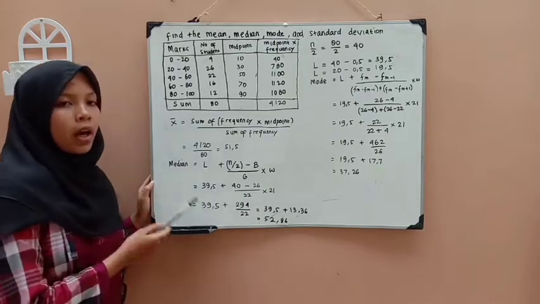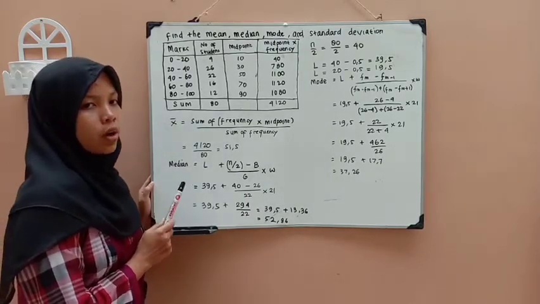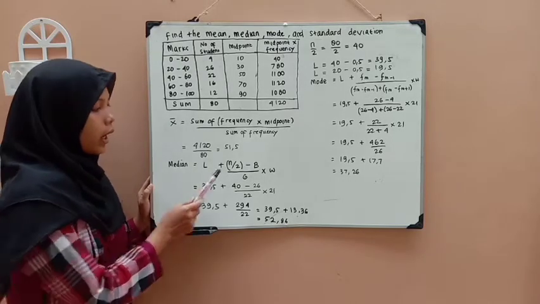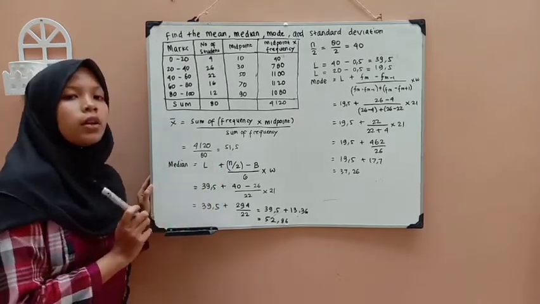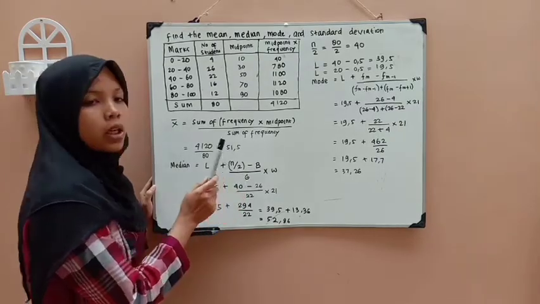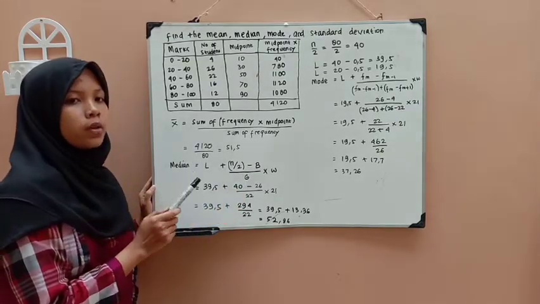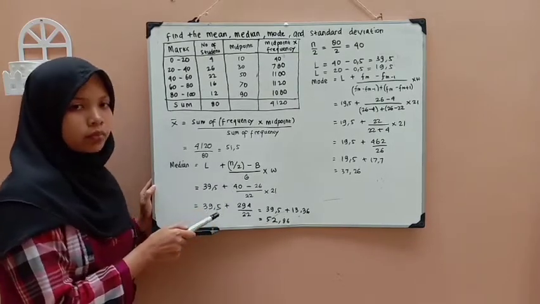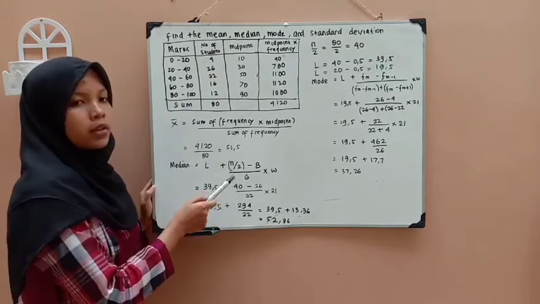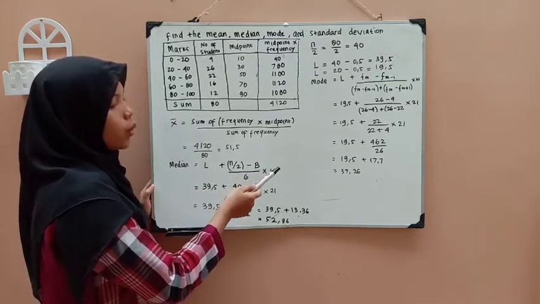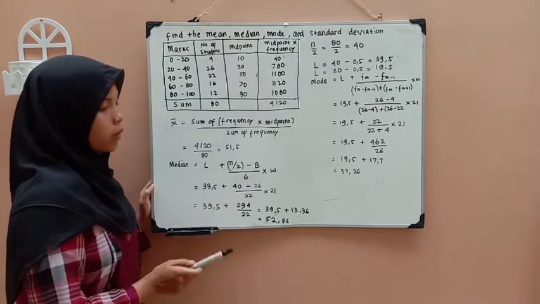The median formula is median equals L plus (N over 2 minus B over G) times W. L is the lower class boundary of the group containing the median. N is the number of data. B is the cumulative frequency of the group before the median group. G is the frequency of the median group and W is the group width.